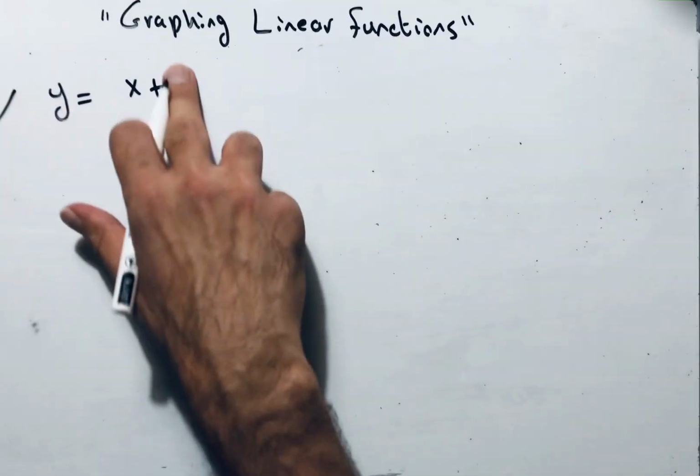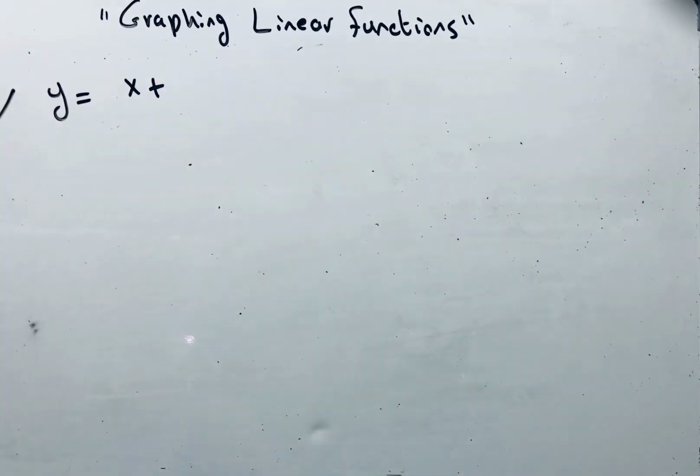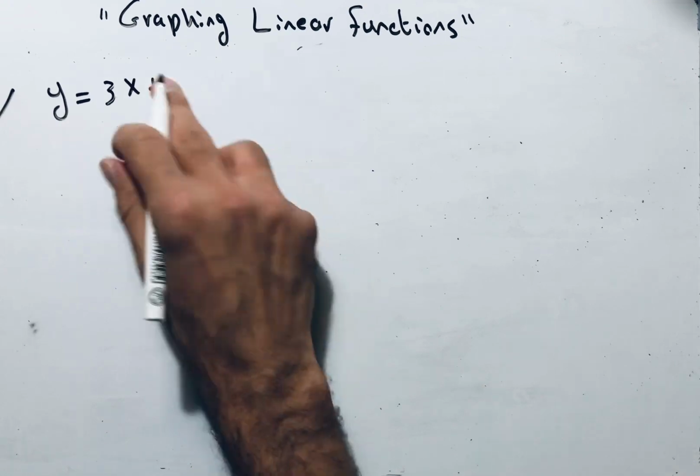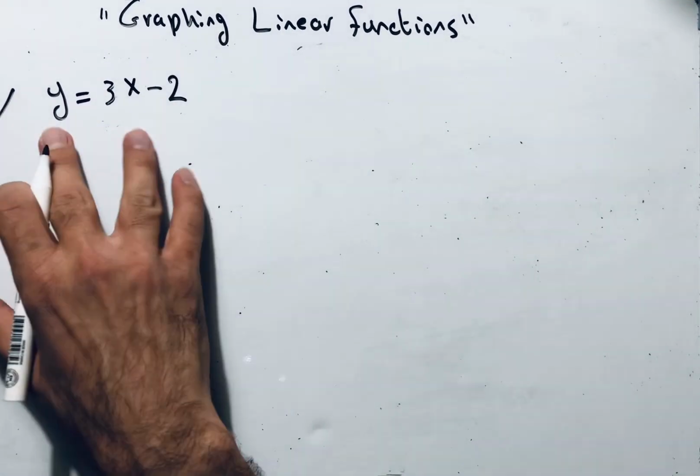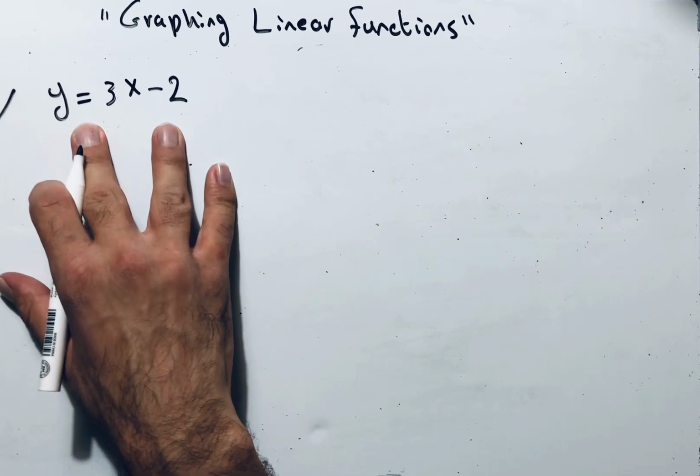Well, we can use numbers instead of letters so that it's more clear. So for example, this is 3x minus 2. Okay, so if you have something like this, how do we actually graph them?